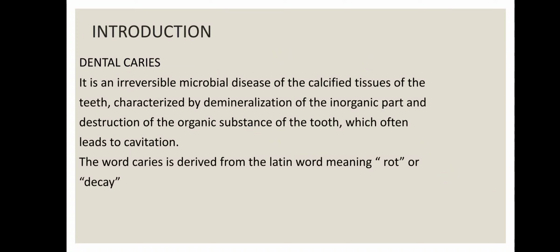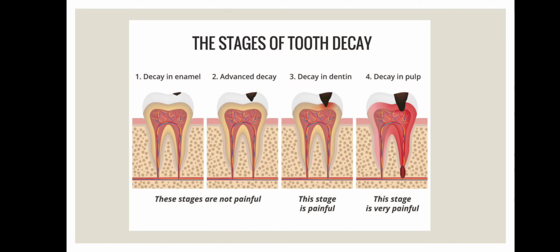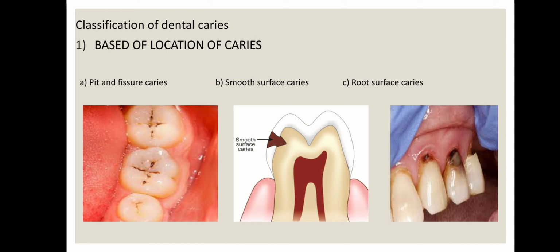Introduction: dental caries. It is an irreversible microbial disease of the calcified tissues of the teeth characterized by demineralization of the inorganic part and destruction of the organic substance of the tooth, which often leads to cavitation. The word caries is derived from the Latin word meaning rot or decay. The stages of tooth decay are decay in the enamel, advanced decay in the enamel, decay in the dentine, and decay in the pulp.